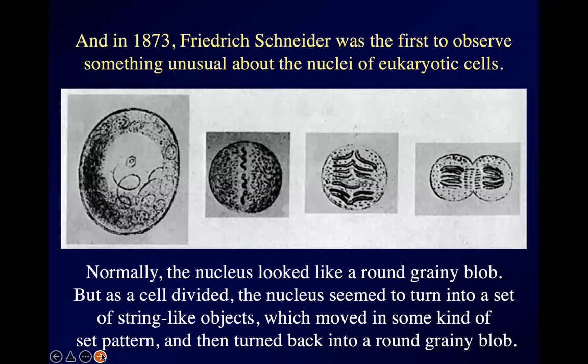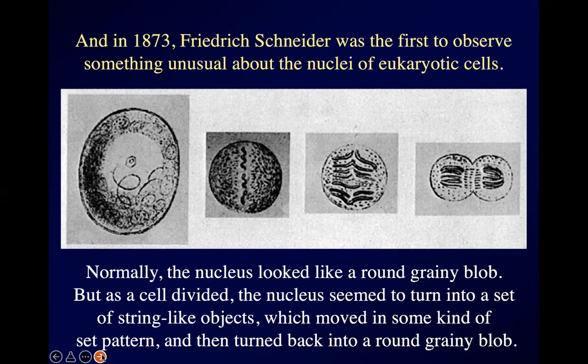But cells divide. Remember, every cell comes from a previous cell, and the way you get more cells is by the cell dividing. You started out as a single fertilized egg cell, which divided into 2, 4, then 8, then 16, then 32, until we ended up with the roughly 37 trillion cells that make up you as an adult. And Schneider noticed that as a cell divided, the nucleus stopped looking like a round, grainy blob and turned into a set of little stringy objects. And the stringy objects moved in some kind of pattern. And then the cell divided, and the stringy objects turned back into round, grainy blobs.